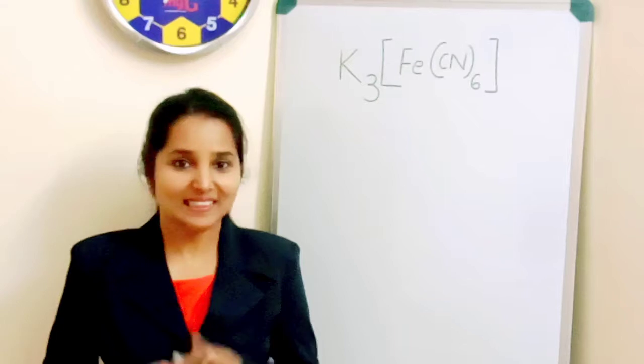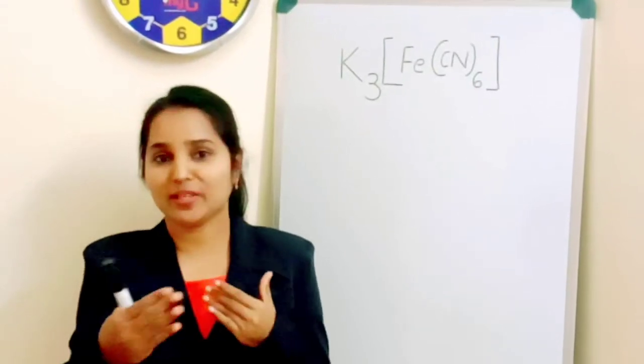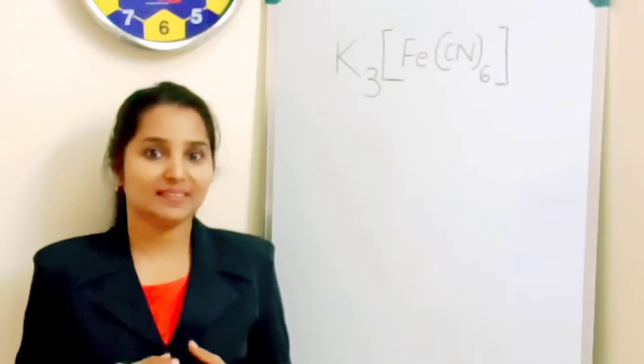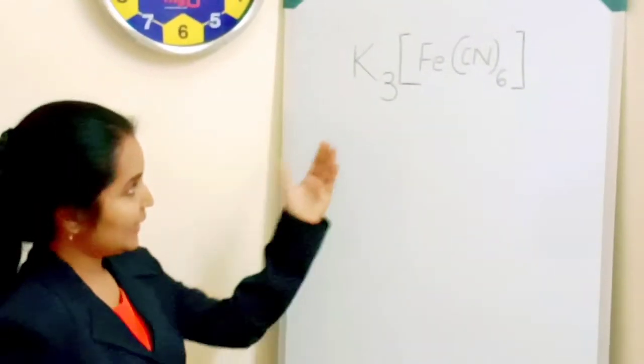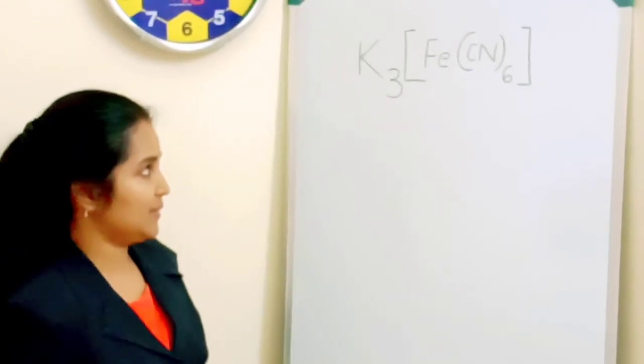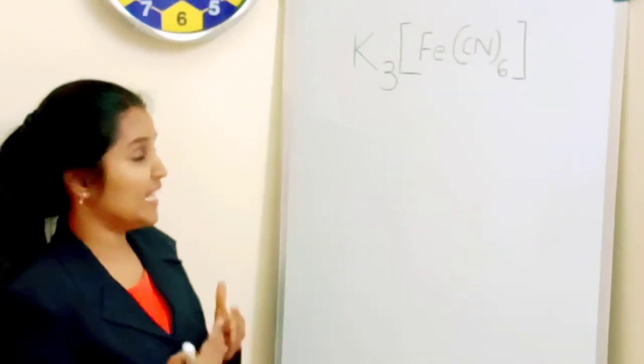Chemistry session. Today we will have a few more examples to practice IUPAC naming. First example, this is a coordination compound, K3[Fe(CN)6]. So how easily can we name this compound?